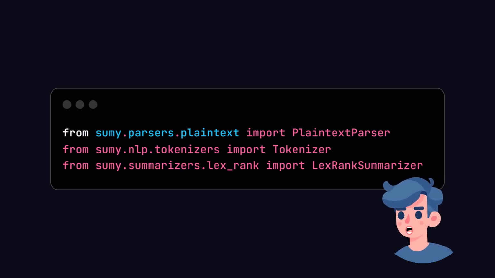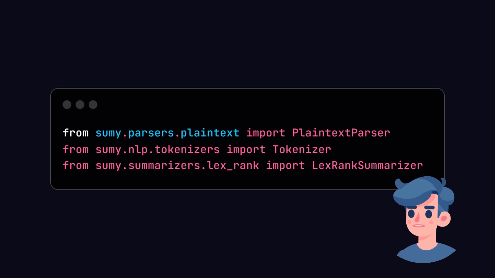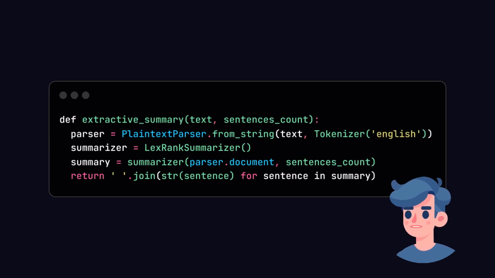We'll be using the summi.parsers.plaintext to parse our documents and summi.nlp.tokenizers to tokenize them. Here's how you can set this up. Next, we'll define a function to perform extractive summarization. This function will take a document as input and return a summary. Here's how we can implement it.